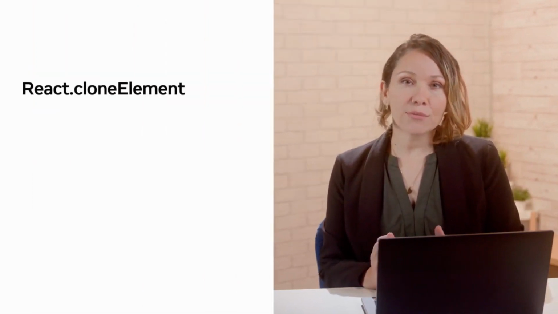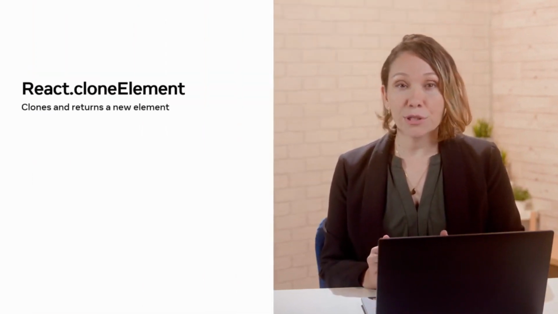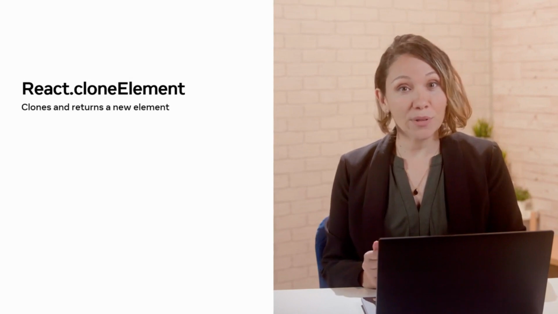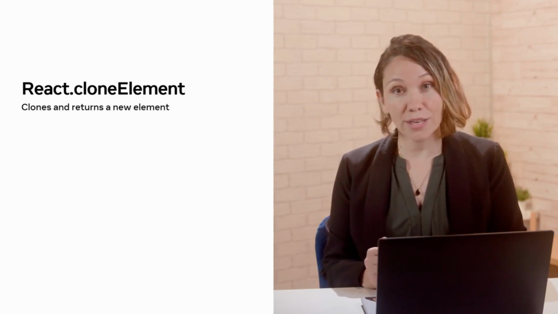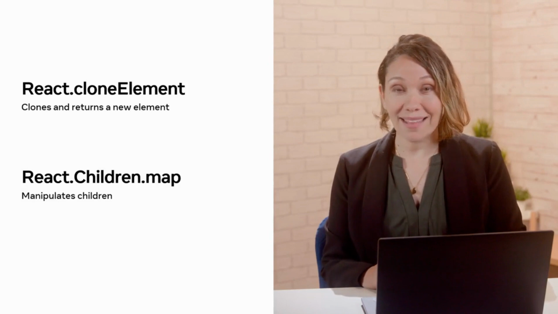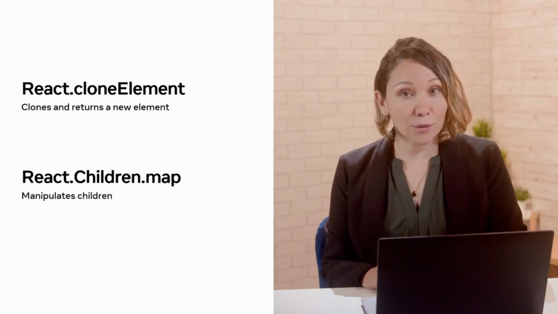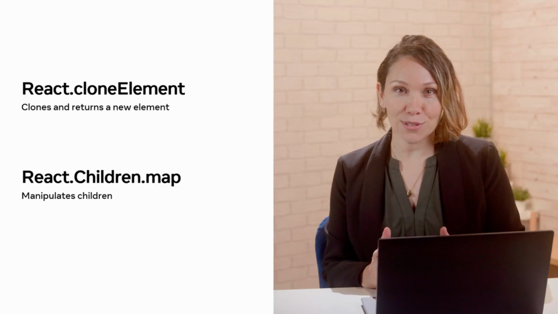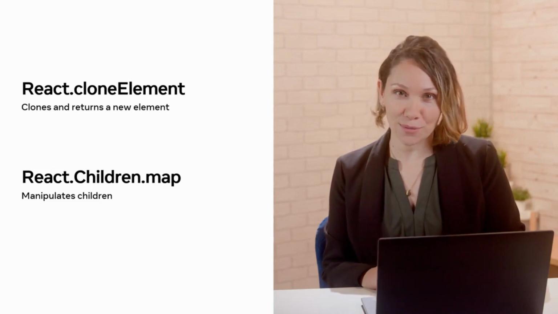Then you moved on to a lesson about manipulating children dynamically in JSX. Here, you were introduced to a couple of new React APIs, React.cloneElement and React.Children. You learned that React.cloneElement clones and returns a new element, allowing you to manipulate and transform elements directly in your JSX. You also learned that React.Children.map is useful for children manipulation, and that when used in conjunction with React.cloneElement enables a powerful composition model for creating flexible components.